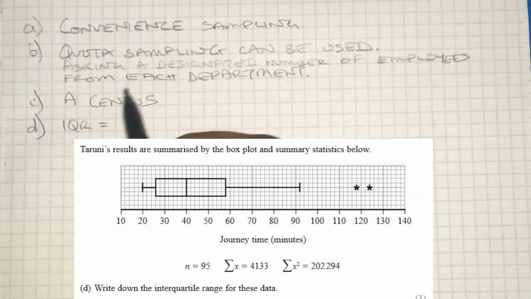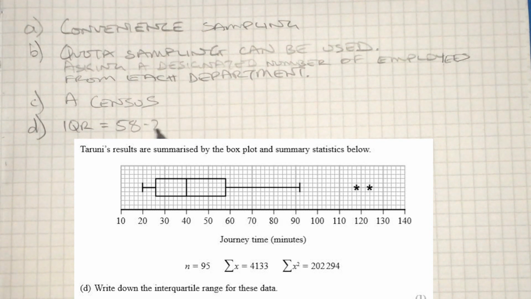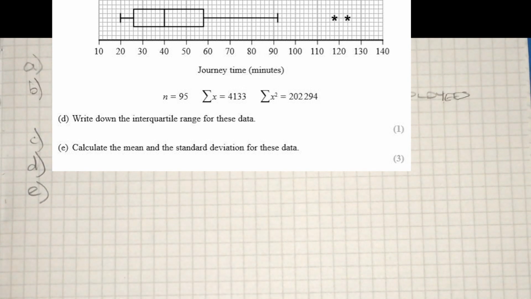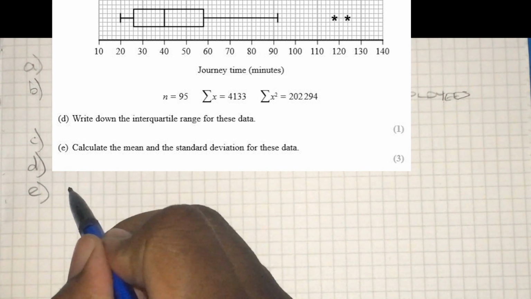Part D has asked us to calculate the interquartile range. This should just be a free mark. As soon as we see interquartile range, upper quartile minus lower quartile equals 32.